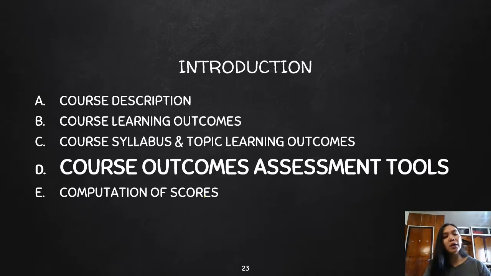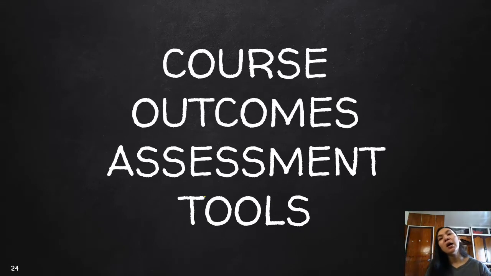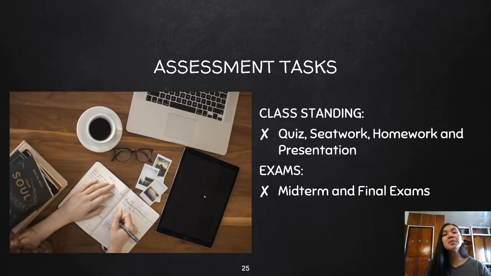So let's go to the next part of the introduction, wherein you have your course outcome assessment tools. This will introduce to you how we assess your grades, or how we assess you in terms of scoring. You have two types of assessment tasks. For the class standing, this will include your quizzes, seatwork, homeworks, and presentations. And of course, you have your examinations, and you are already familiar with this. Our university only has two periodical examinations, your midterm and your final examinations.